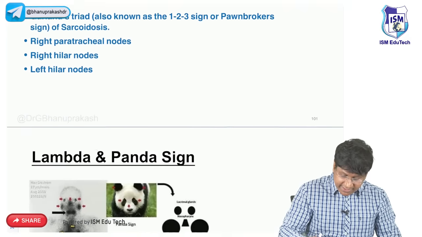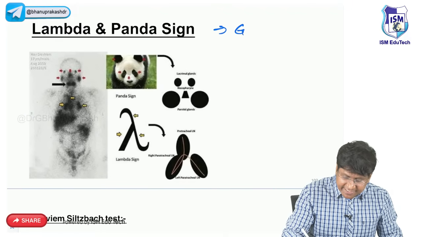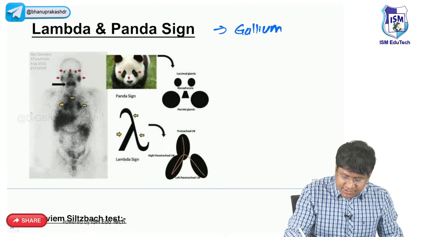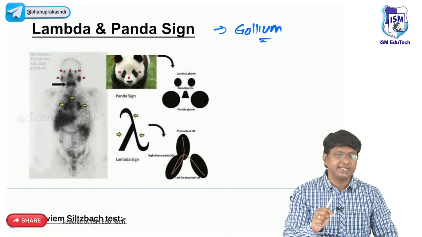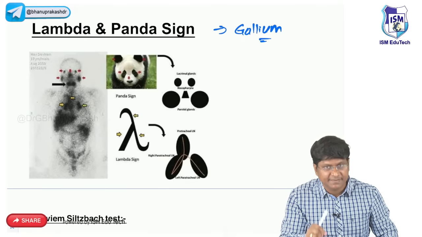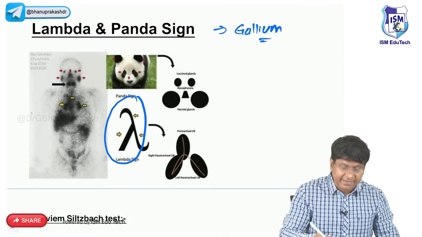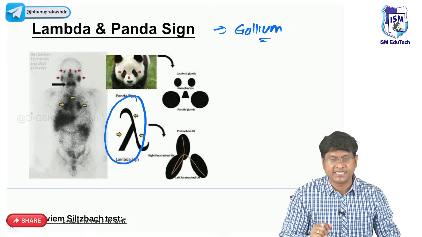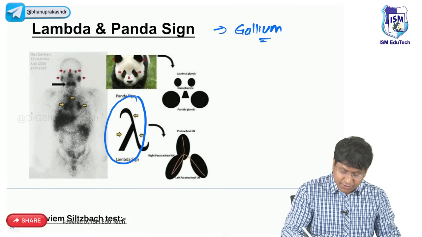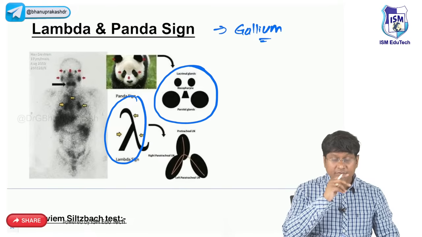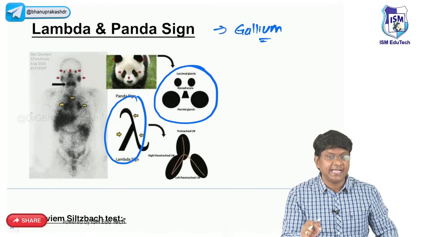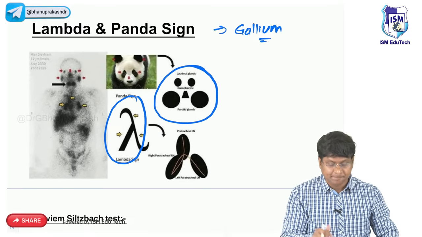Next, if you take the gallium uptake studies, you will have two important signs in sarcoidosis: the lambda sign and the panda sign. Now take the lambda sign. The lambda sign is where you have gallium uptake within the hilar lymph nodes as well as the paratracheal lymph node. Whereas the panda sign is where the gallium uptake is within the lacrimal gland as well as the parotid gland, right?